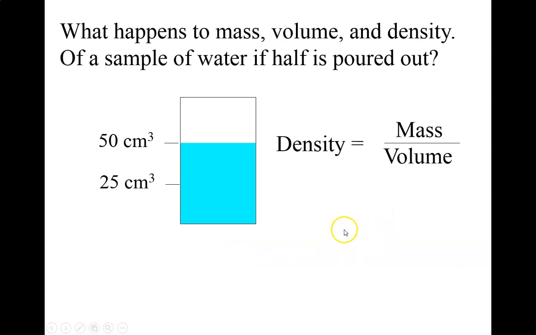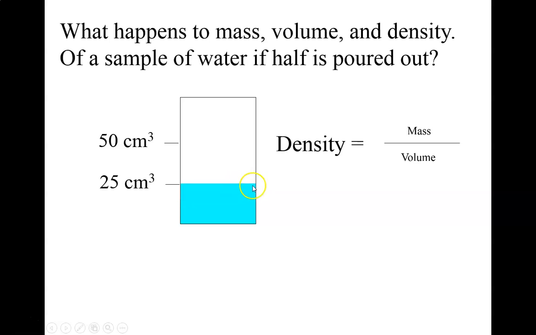What happens to the mass, volume, and density of water if I pour it out? Let's say I've got 50 cubic centimeters of water, and I pour it down to 25 cubic centimeters of water. What happened to my mass? Well, I got rid of half my water, so I got half the mass. What happened to my volume? It went from 50 down to 25, so I've got half the volume.